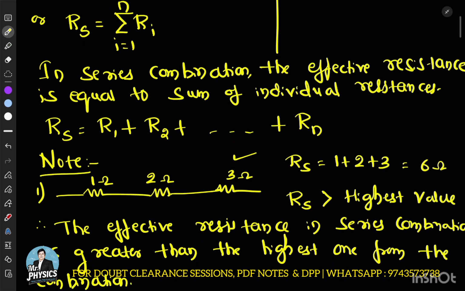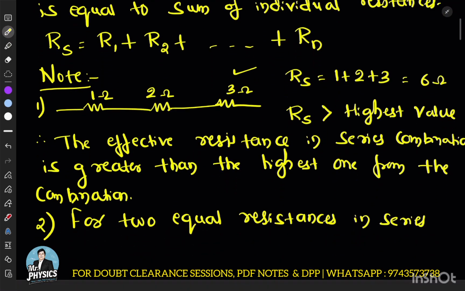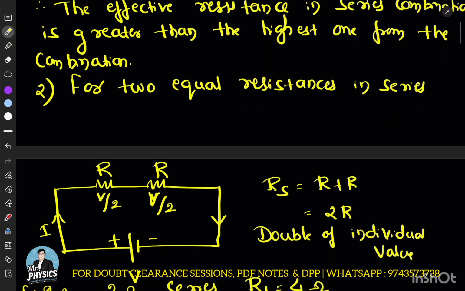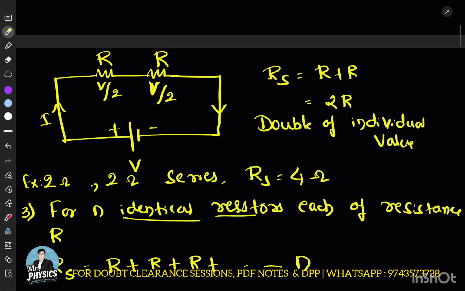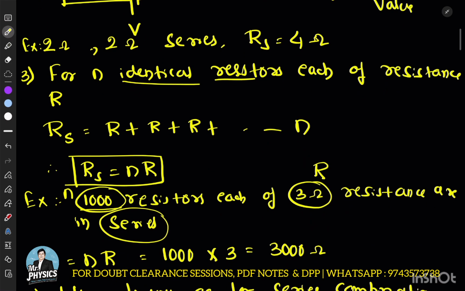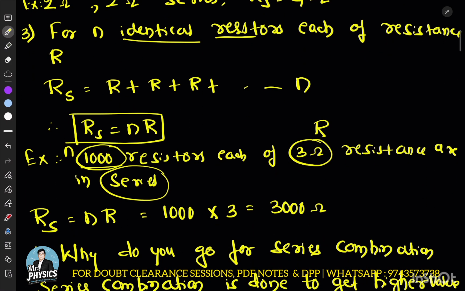In series combination the effective resistance is equal to the sum of individual resistances, and the effective value is always greater than the highest one in the combination. When two equal resistors are in series, the effective is double of it, and the potential difference gets distributed equally among those two. For n identical resistors, each of resistance R, Rs equal to R1 plus R2 plus R3, similarly we write R plus R plus R up to n terms.